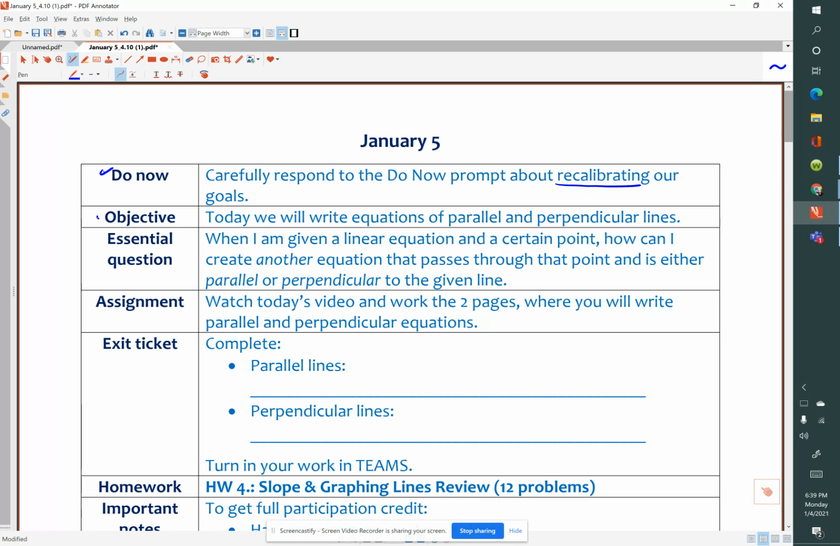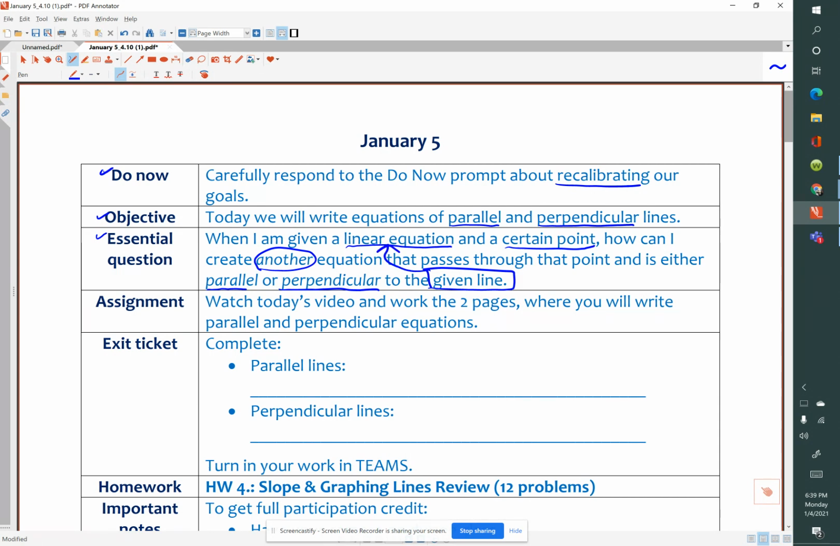Our objective today is to write equations of parallel and perpendicular lines. And our essential question asks, when I am given a linear equation and a certain point, how can I create another equation that passes through that point and is either parallel or perpendicular to the given line? The given line is that original equation that they gave us.